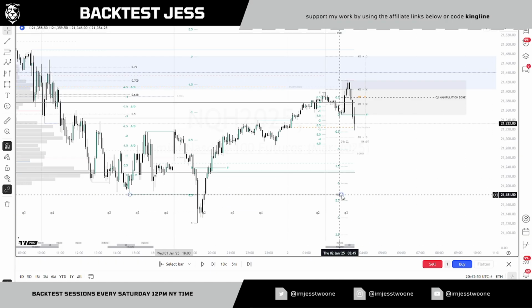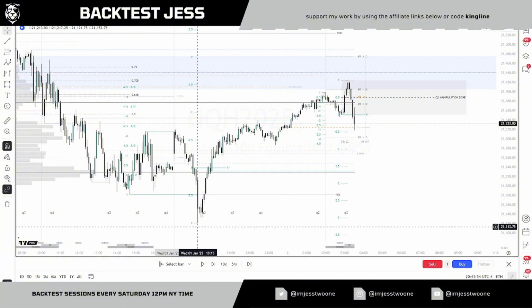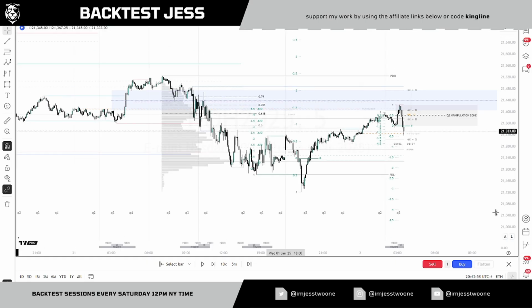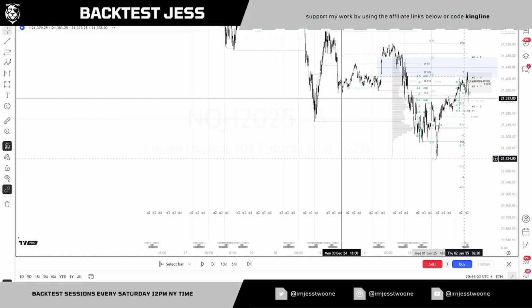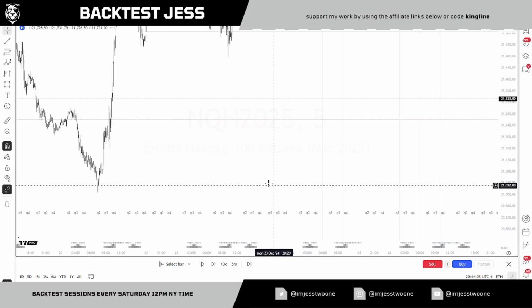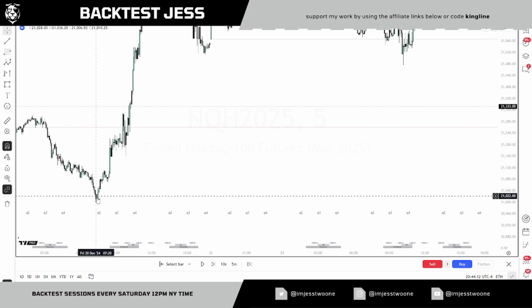So previous day low is around 2.5 standard deviations, and current day low is around 3 standard deviations. And there's nothing to the left on, okay, here we go. So 4 to 4.5 is probably within another manipulation zone. Yes, a manipulation zone down here.